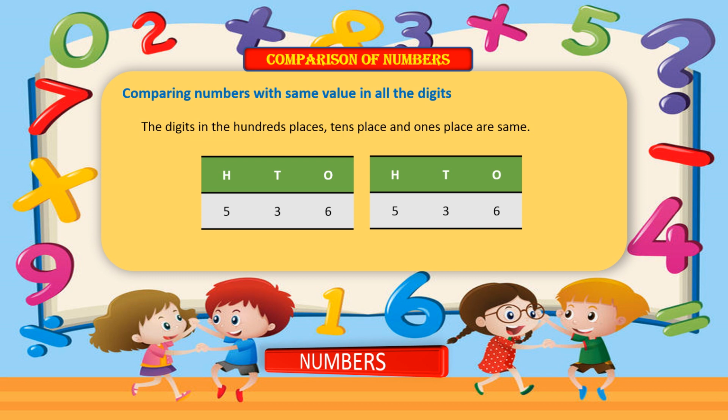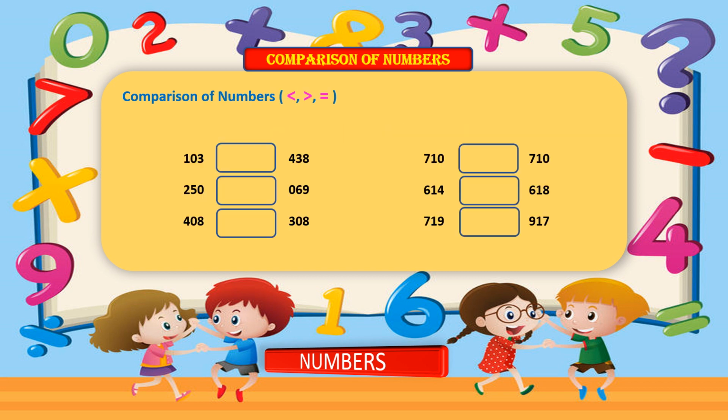Comparing the numbers with the same value in all the digits. For example, compare the numbers 536 and 536. Here the digits in the hundreds place, tens place and ones place are the same. So we write 536 equal to 536.